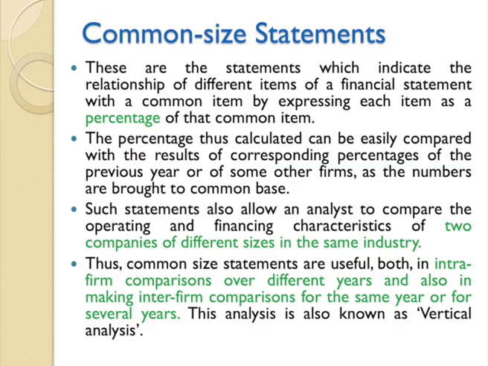So you can prepare a common size balance sheet or a common size income statement for the same company for two different periods, or you can compare between two different companies, A company and B company. Thus common size statements are useful both in interfirm comparisons and over different years. So I can prepare a common size statement for 2 or 3 years to compare how my company progressed, or I can compare 2 or 3 companies, A company, B company, C company, and see how I am performing in comparison to my competitors in simple terms.